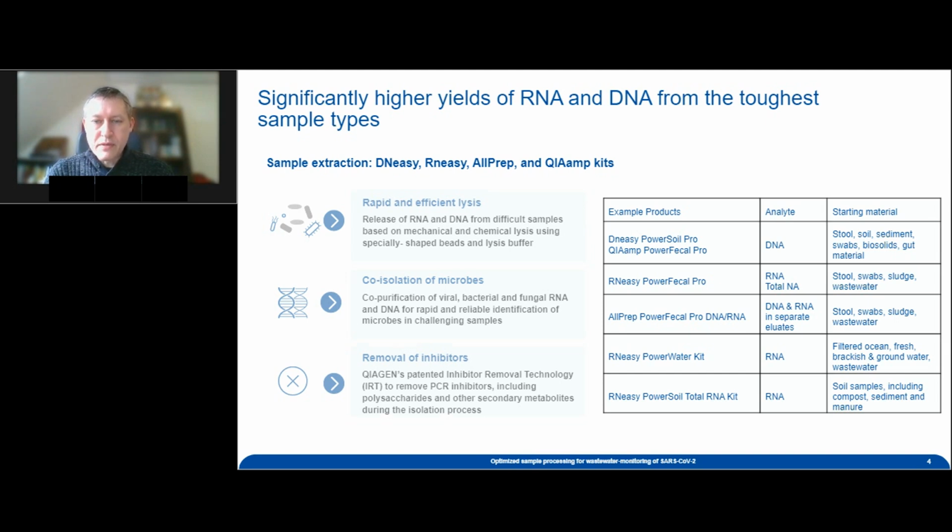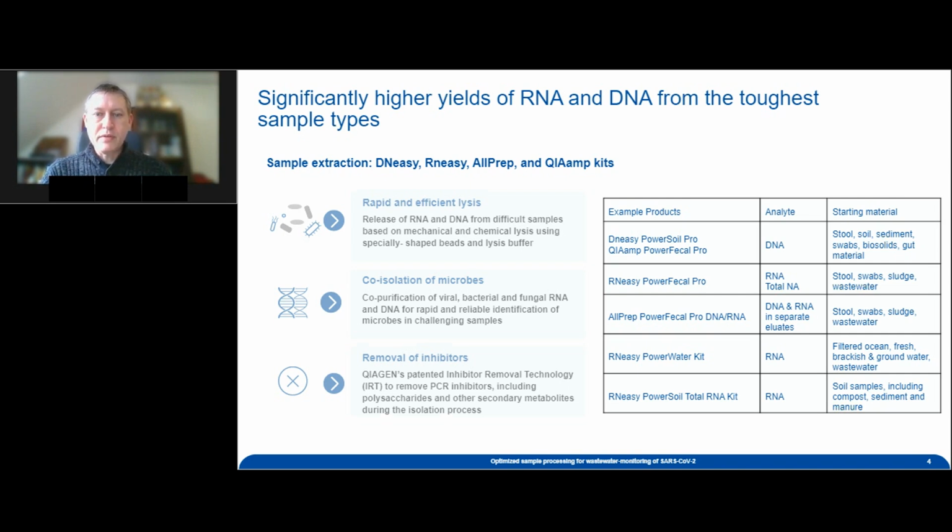Starting off with DNA from stool or soil or biosolids, we always recommend the DNeasy PowerSoil or QIAamp PowerFecal Pro kits. These are the same kits, use the same chemistry, are simply targeted one towards stool sample and one towards soil samples. And then we have the RNeasy PowerFecal Pro, and this does RNA or alternately total nucleic acid from also stool, swabs, sludge, and wastewater, and that's going to be the premier version to get RNA. We also have a variant of the previous two kits called the AllPrep PowerFecal Pro, which will provide you with both DNA and RNA in separate eluates from those same sample types.